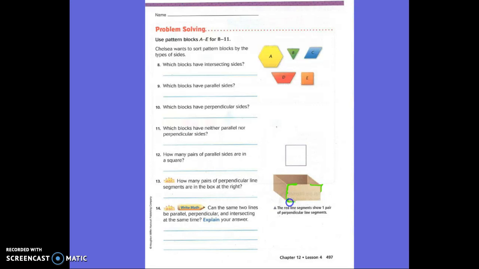So yes, this is 1, 2, 3, 4. Now there's going to be one right here, right? If there's 4 on this outside, shouldn't there be 4 on this one? Yeah. 1, 2, 3, 4. 1, 2, 3, 4. Wait, now we have 12. Oh, hold on. No, it says that are on the box at the right.